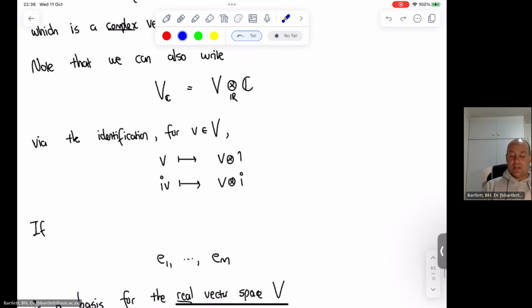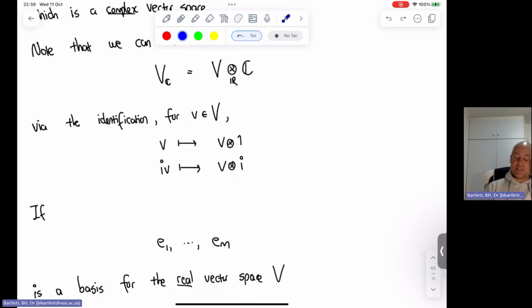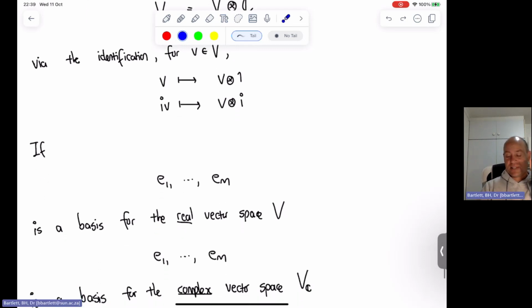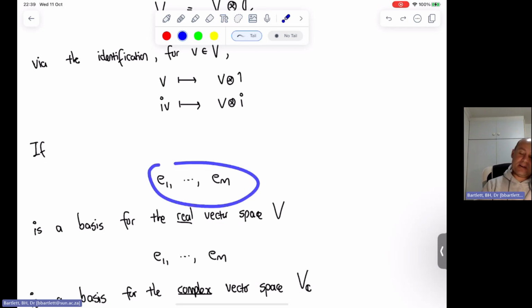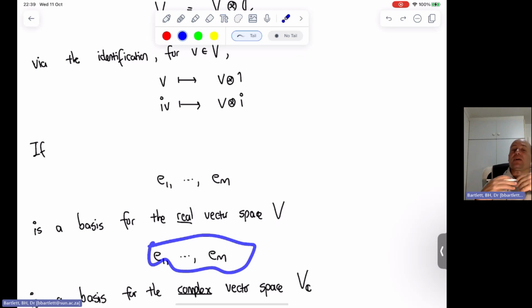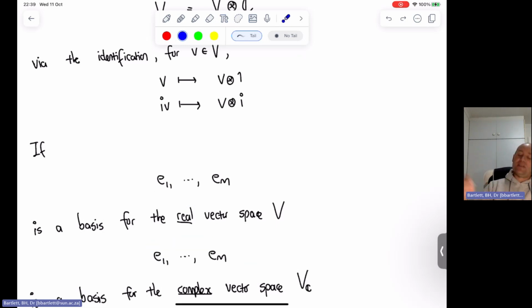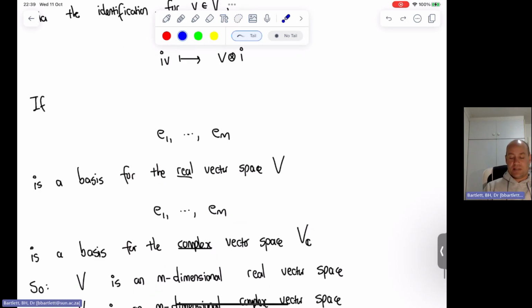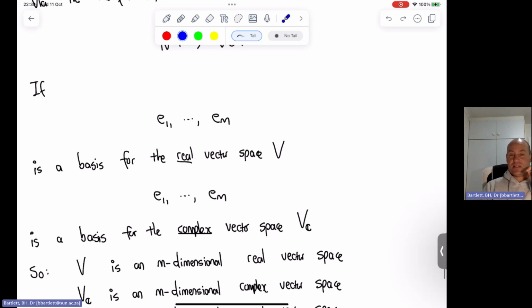Anyway, what do I know about complexifications? The point is, if e1 up to em is a basis for the real vector space V, then e1 up to em will be a basis for the complex vector space VC. So the complexification of V has the same basis. But now remember that over here, you're allowed to multiply them by complex scalars and then take complex linear combinations of these, which give you this vector space, whereas real linear combinations of them give you this vector space. Okay. So just to summarize, V is an m-dimensional real vector space. Its complexification is an m-dimensional complex vector space.